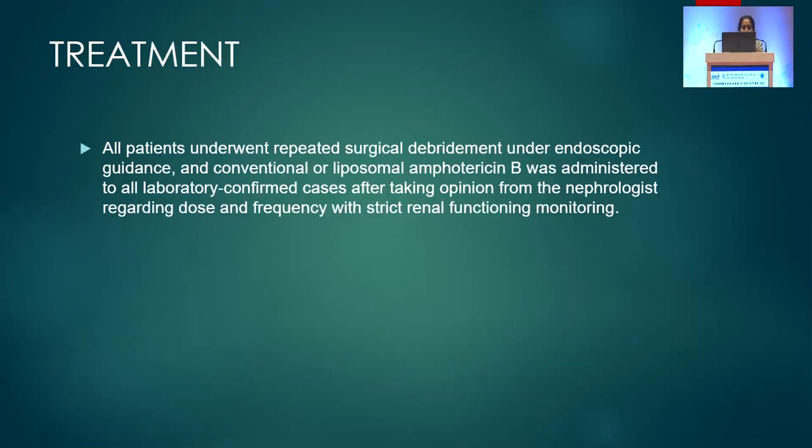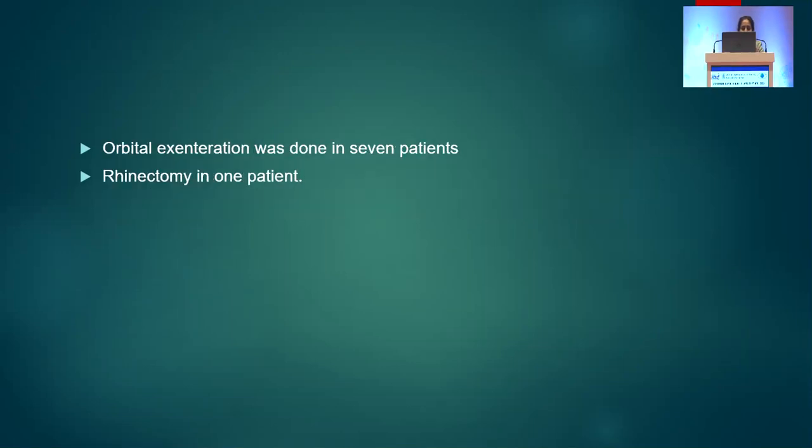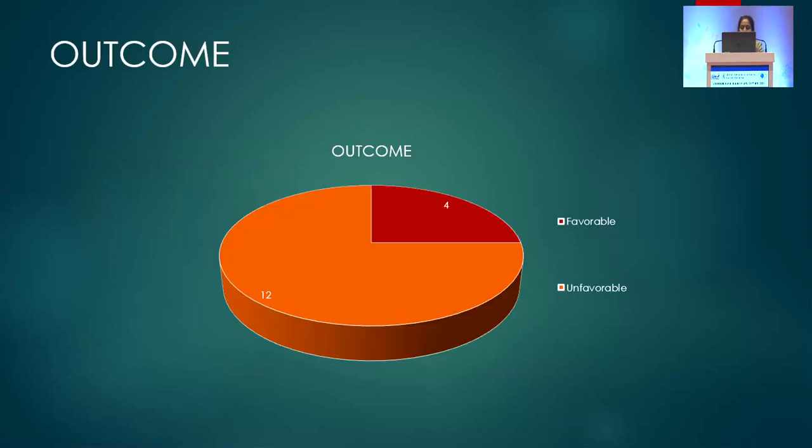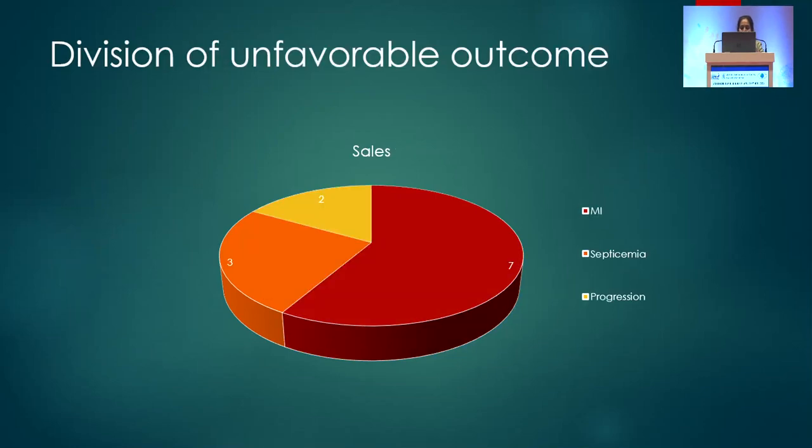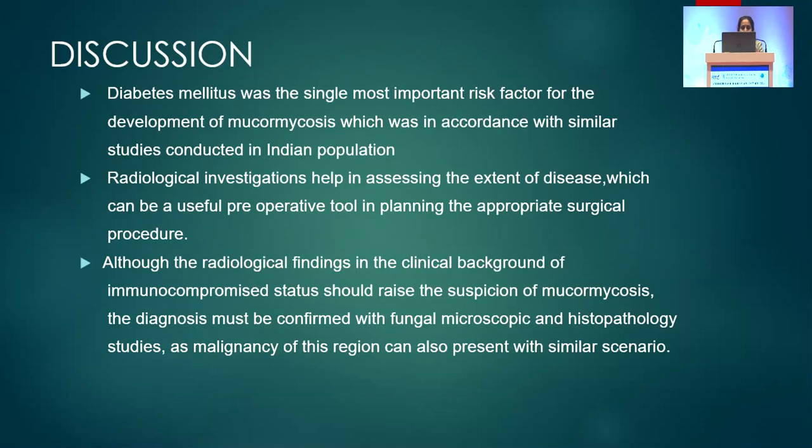As for treatment, all patients underwent repeated surgical debridement under endoscopic guidance, and along with that we started amphotericin B before the results, after taking opinion from the nephrologist. Orbital exenteration was done in 7 patients and rhinectomy in 1 patient. Favorable outcome was seen in only 4 patients and unfavorable in 12 cases. The unfavorable outcomes were because of associated underlying conditions; some had myocardial infarction, septicemia and disease progression.